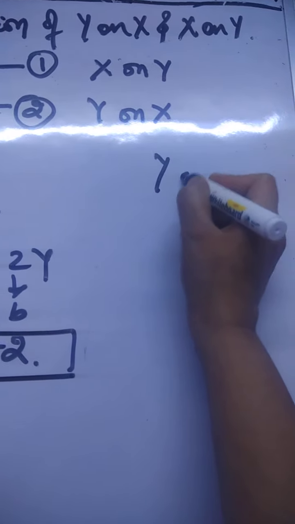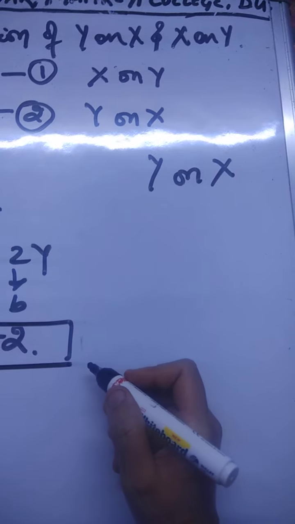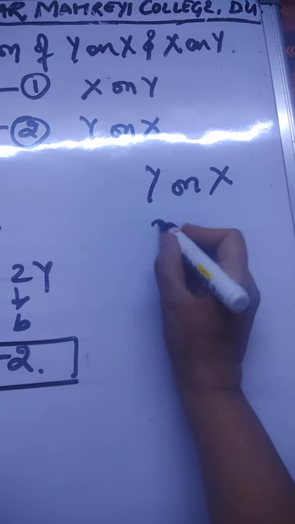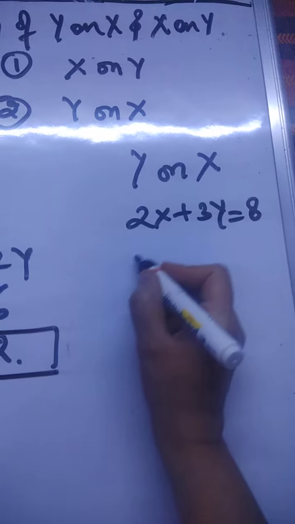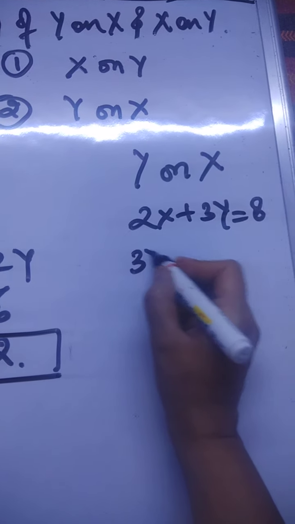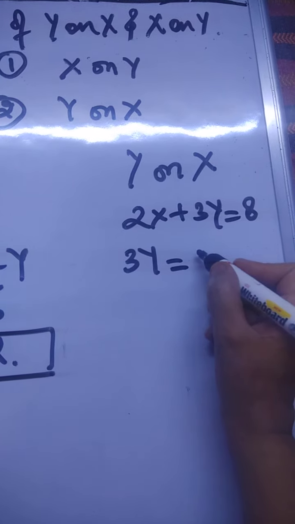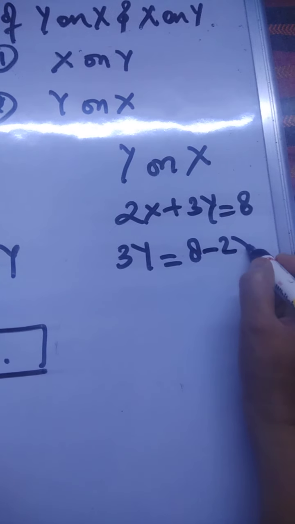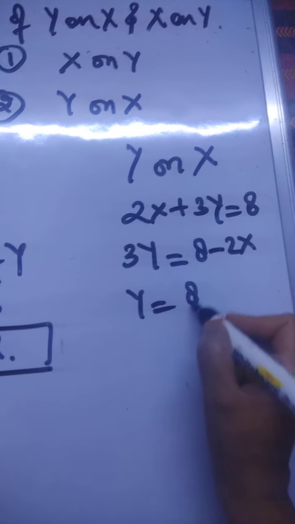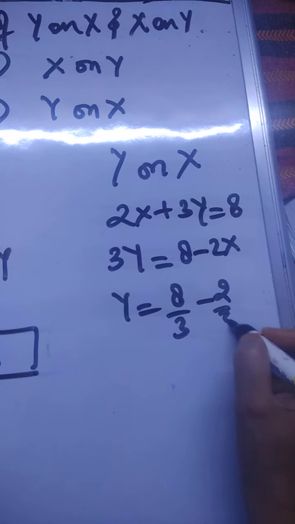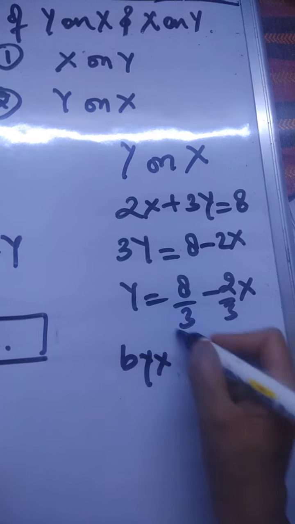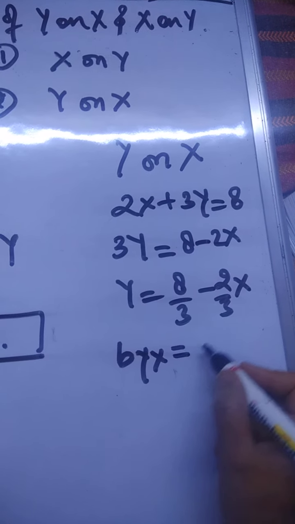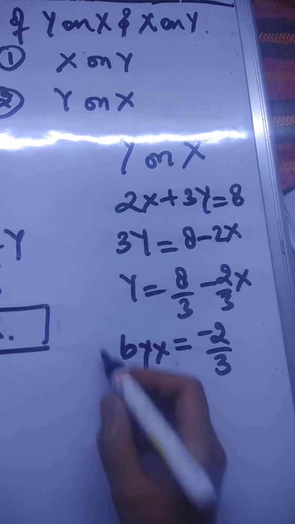Next is byx, which will be found with the help of the equation y on x, which is 2x plus 3y equals 8. Keeping y on the left-hand side and taking x on the other side, it becomes 8 by 3 minus 2 by 3 x. So this is the constant and this is byx. The regression coefficient is minus 2 by 3.